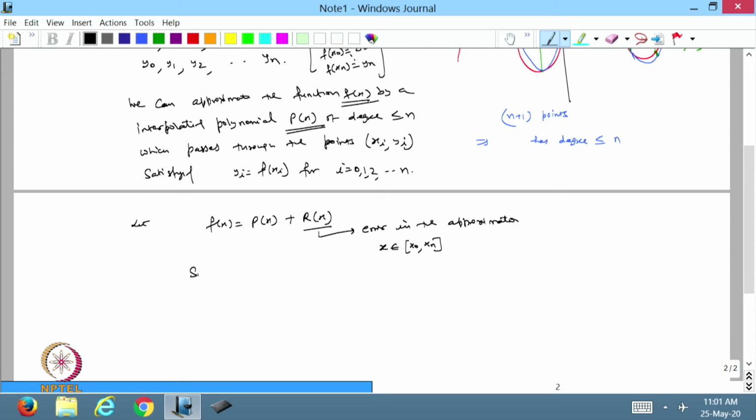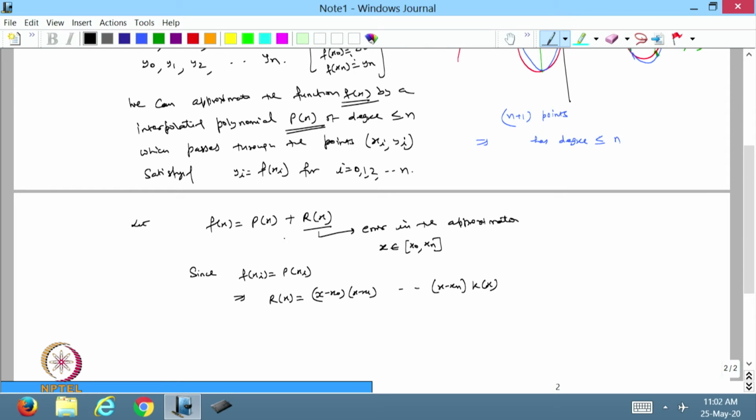Now, we know that since f(xi) is equal to p(xi), that is already given to me. From here, this implies that I can choose my R(x) equal to (x minus x0) into (x minus x1) ... (x minus xn), and then I take k(x).